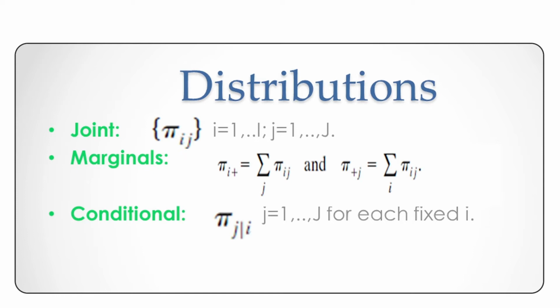We can also define the conditional distribution, that is pi j given i, which is the probability of an individual lying in the jth column, given that we know that that individual is contained in the ith row. So obviously pi j given i is given by pi ij by pi i plus.